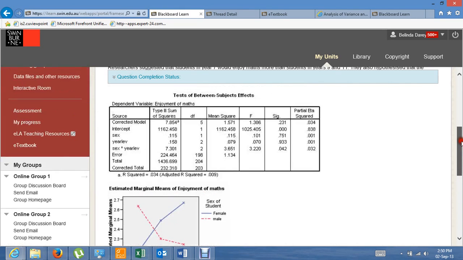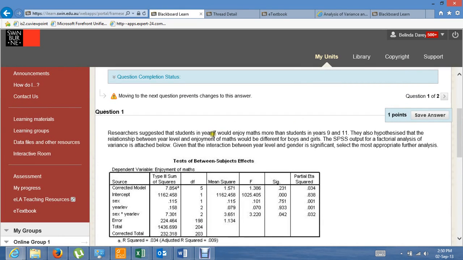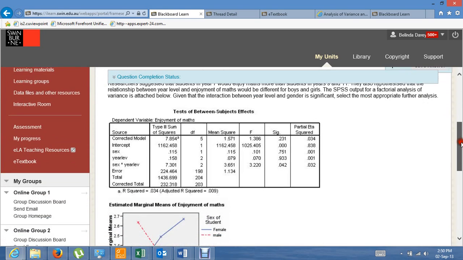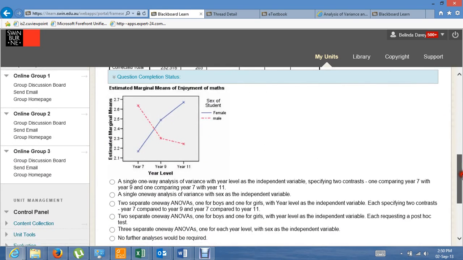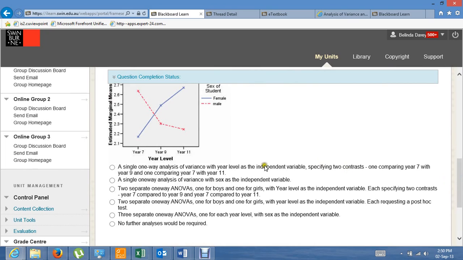We've got a specific hypothesis here. We're comparing Year 7 to Years 9 and 11, so we've got planned contrasts comparing Year 7 to Years 9 and 11. So let's have a look. A single one-way analysis with year level as the independent variable specifying 2 contrasts. That's not correct because we need to do a one-way analysis for each of the groups.